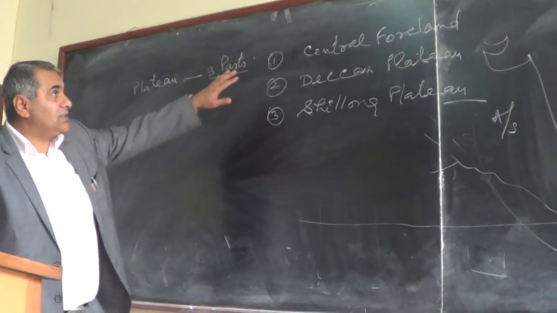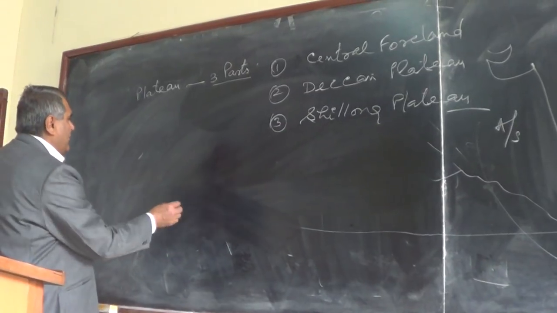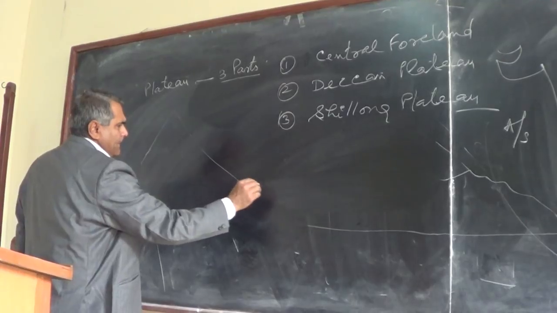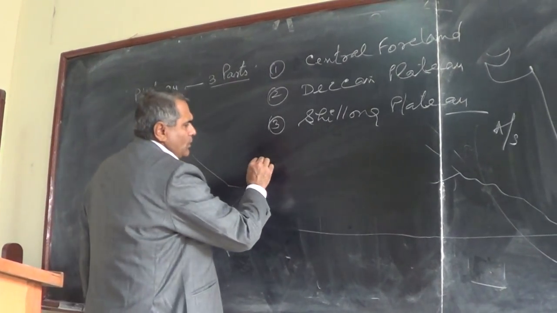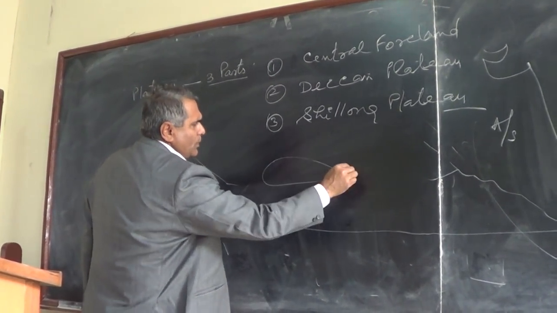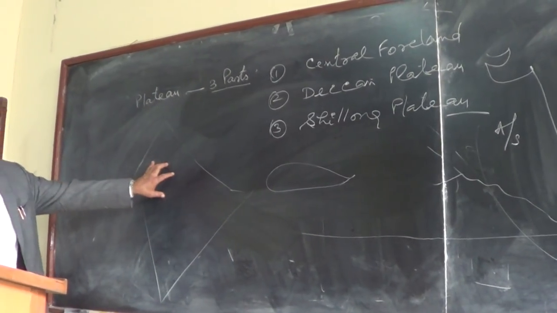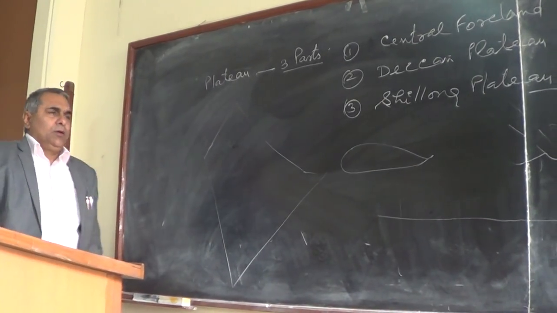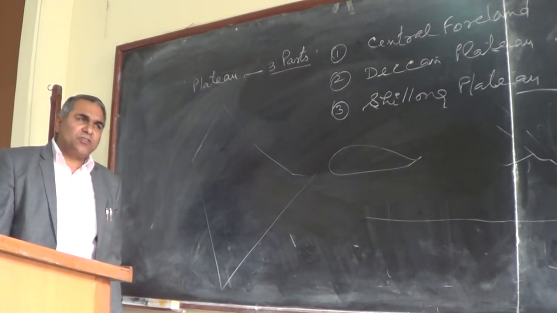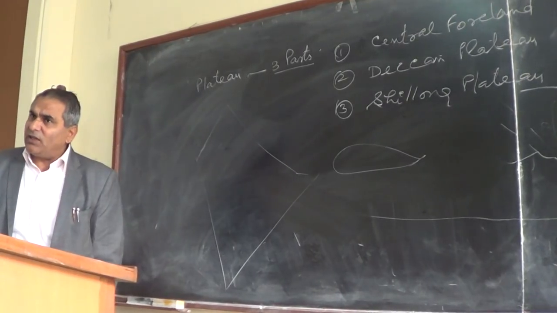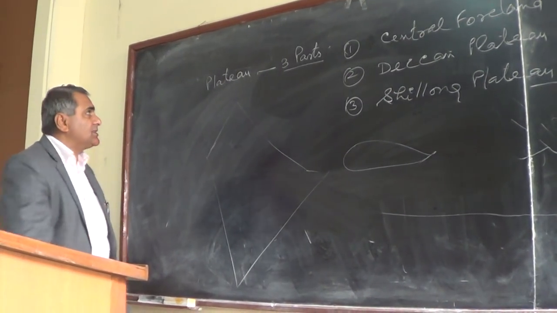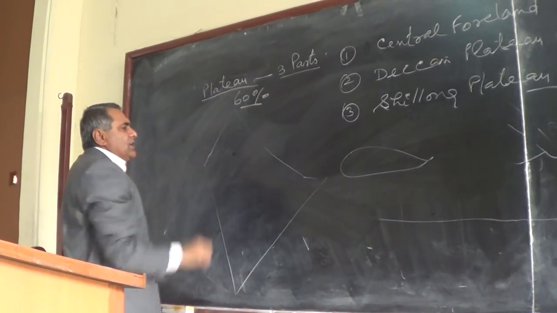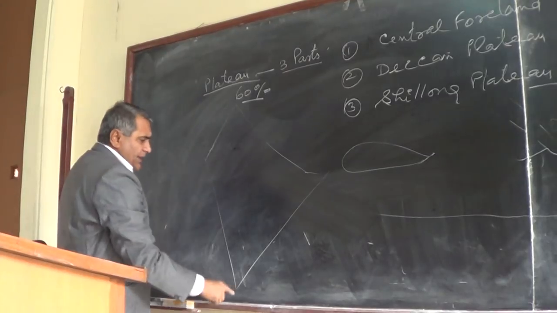So this is central foreland. This is the same as the Peninsular Plateau. You can say 60% of the total geographical area of India is covered by this plateau. 60% geographical area, approximately. Here this is all triangular.